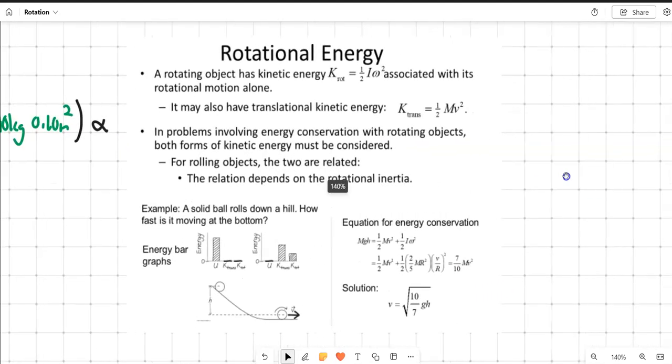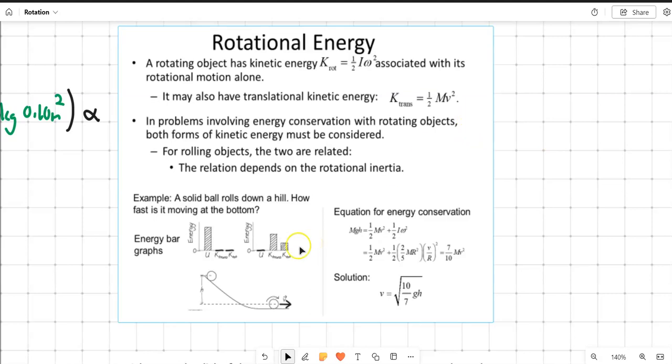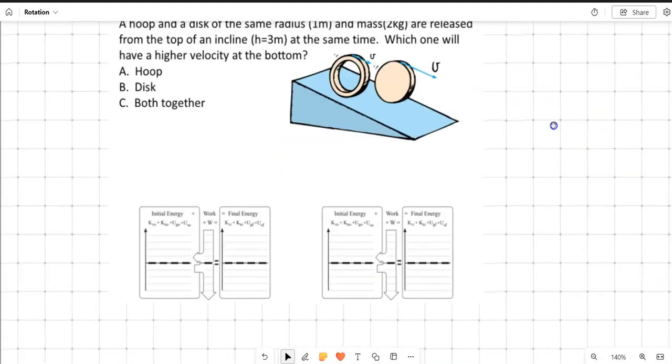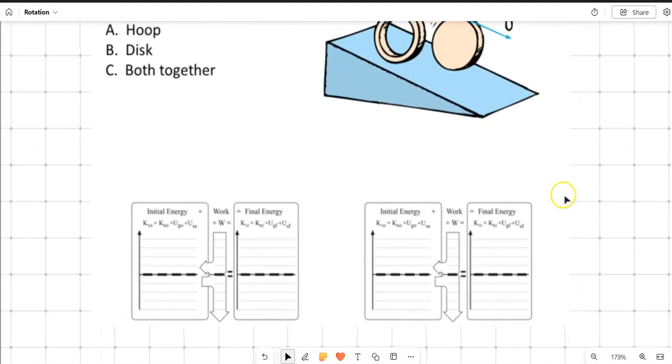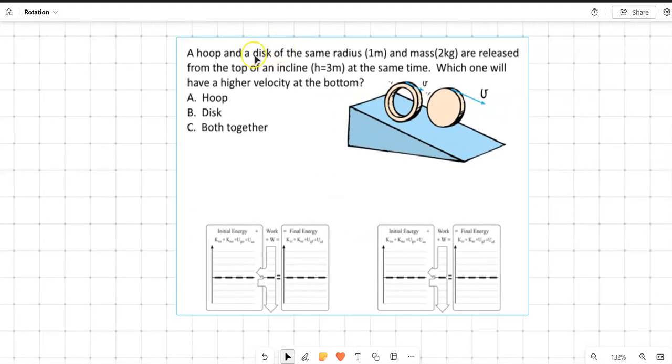All right. So back in energy, we were doing energy bar charts. Okay. And in those energy bar charts, we're looking at how linear kinetic energy, potential energy due to gravity, potential energy due to a spring, work due to a force, work due to a friction, how they related. And we're using energy bar charts to do that. Well, now we're going to be doing the same thing. We're going to be using energy bar charts, but now we're going to be adding an extra type of kinetic energy. Okay? So let's do a problem right here.